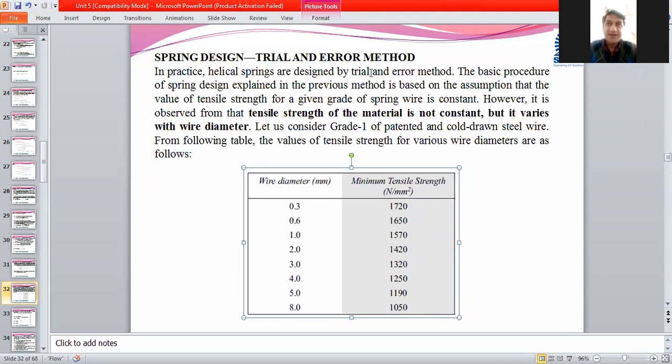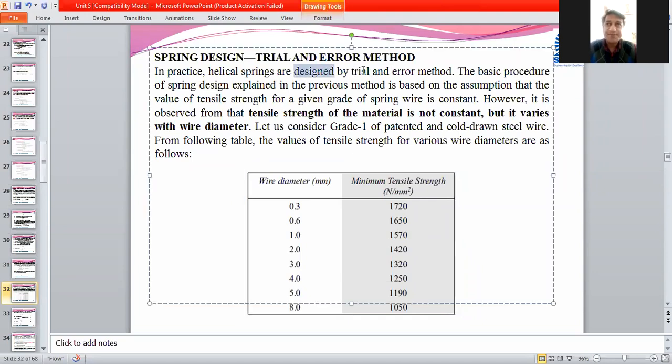In practice, helical springs are designed by means of the trial and error method. No doubt the previous design procedure is also important, and it is used, but to save time in industry, sometimes the trial and error method is used. The basic procedure of spring design has been explained previously, with all the steps, as well as the design of the helical coil spring, based on the assumption that the value of tensile strength for the given grade of spring wire is constant.